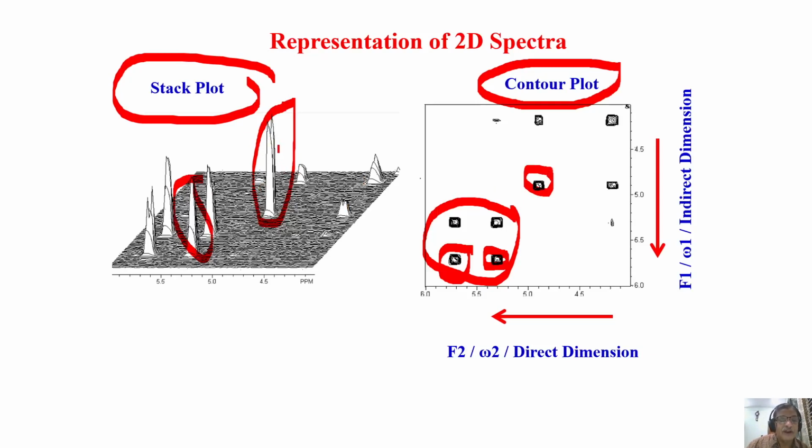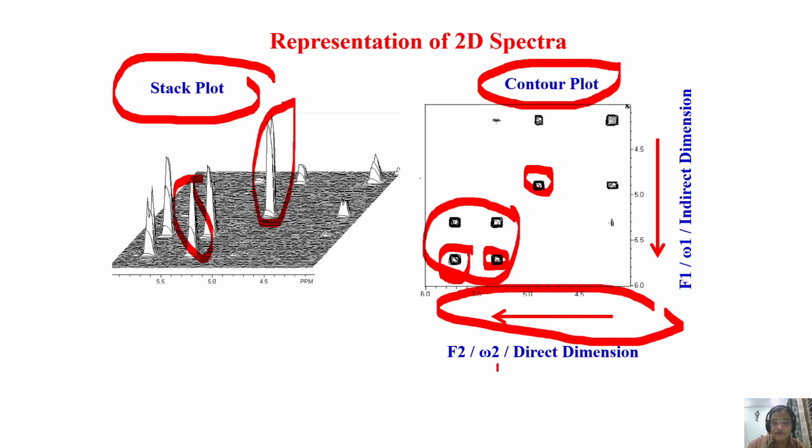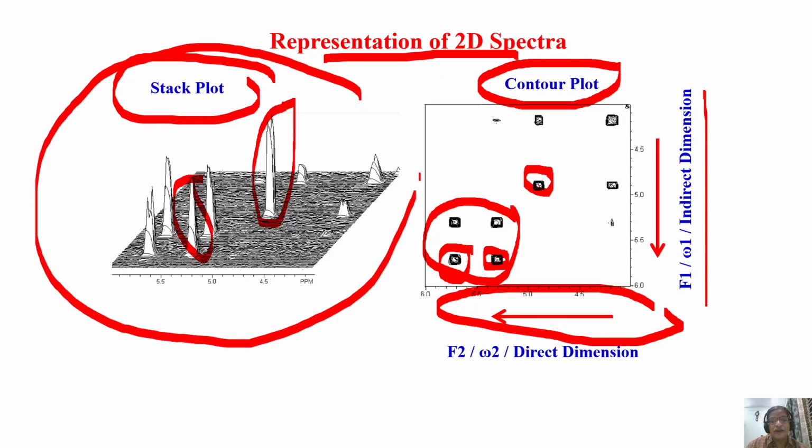The peak, which is in the normal one-dimensional pattern, will be transferred to a contour like this, for easy representation. This way we can represent much more easily. This is called the direct dimension, the detection dimension, F2, omega 2, etc. This is F1, omega 1, the indirect dimension. This is the way we represent 2D data, but this type of stack plot is outdated.